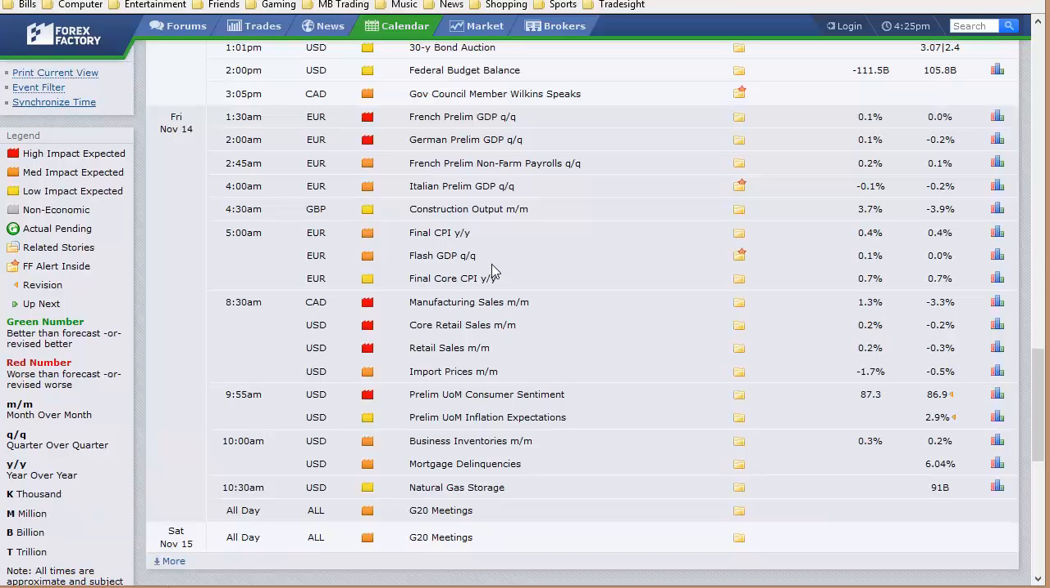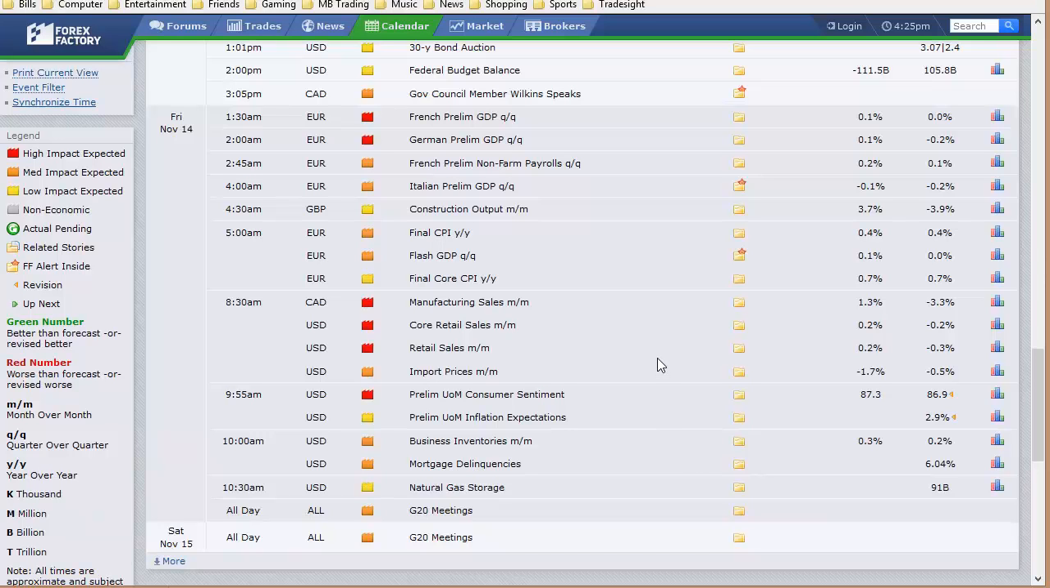And Friday, we've got Europe's French and German preliminary GDP as well as Italy's. We've got CPI and GDP data out of Europe. US has retail sales, import prices, University of Michigan sentiment, business inventories, mortgage delinquencies, and natty gas all on Friday. That's pushed a day back from Thursday because of the bank holiday on Tuesday.